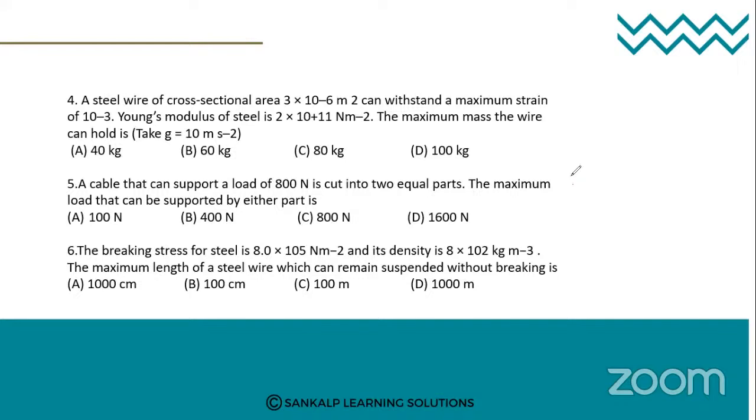Then Young's modulus value is given, maximum strain value is given, right? So what you need to calculate here is the value of the mass. That is, how much mass the wire can hold. That mass value you have to calculate. So see how to do this one. I already told you the formula. In the formula, if you take force is equal to mass into acceleration, then the mass term will come. Can you try this?